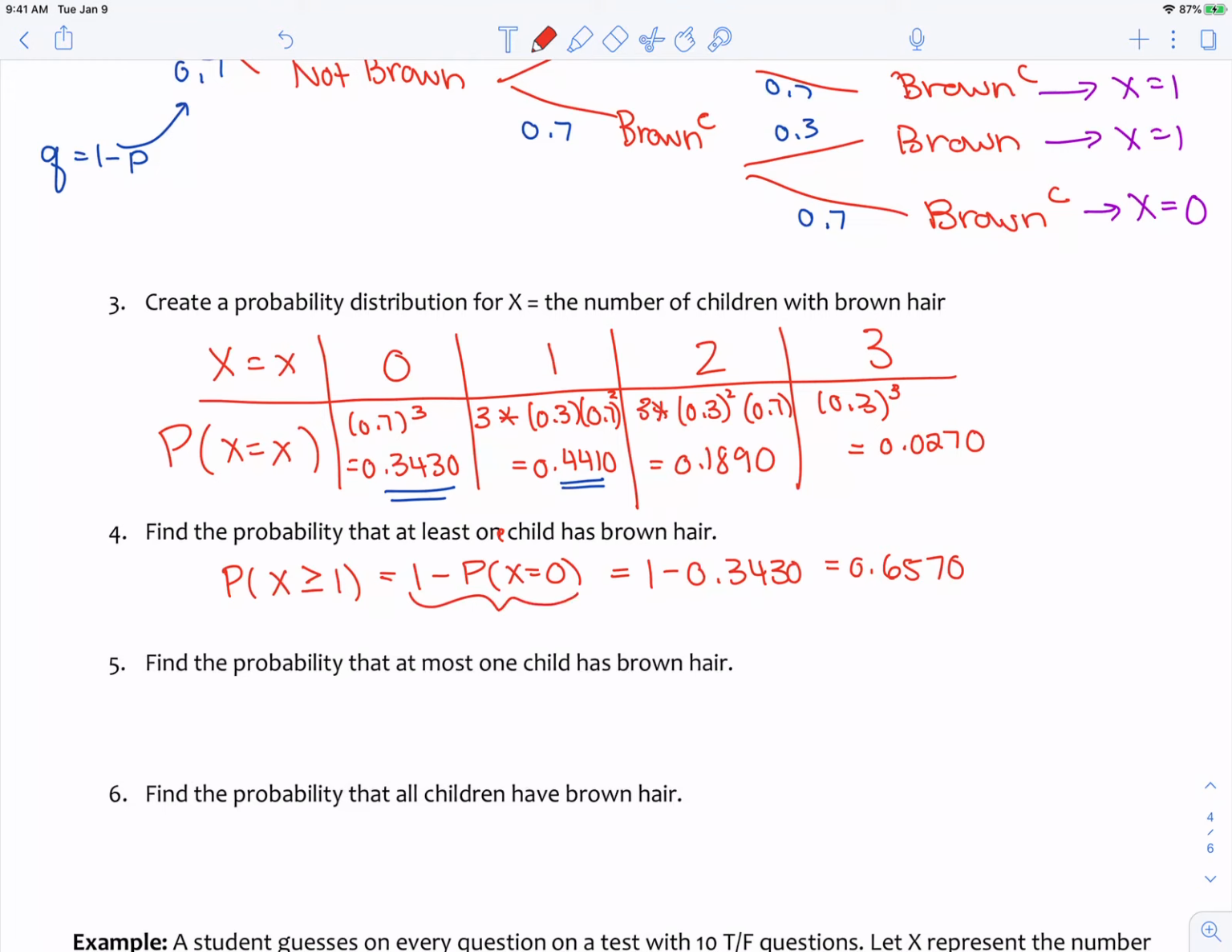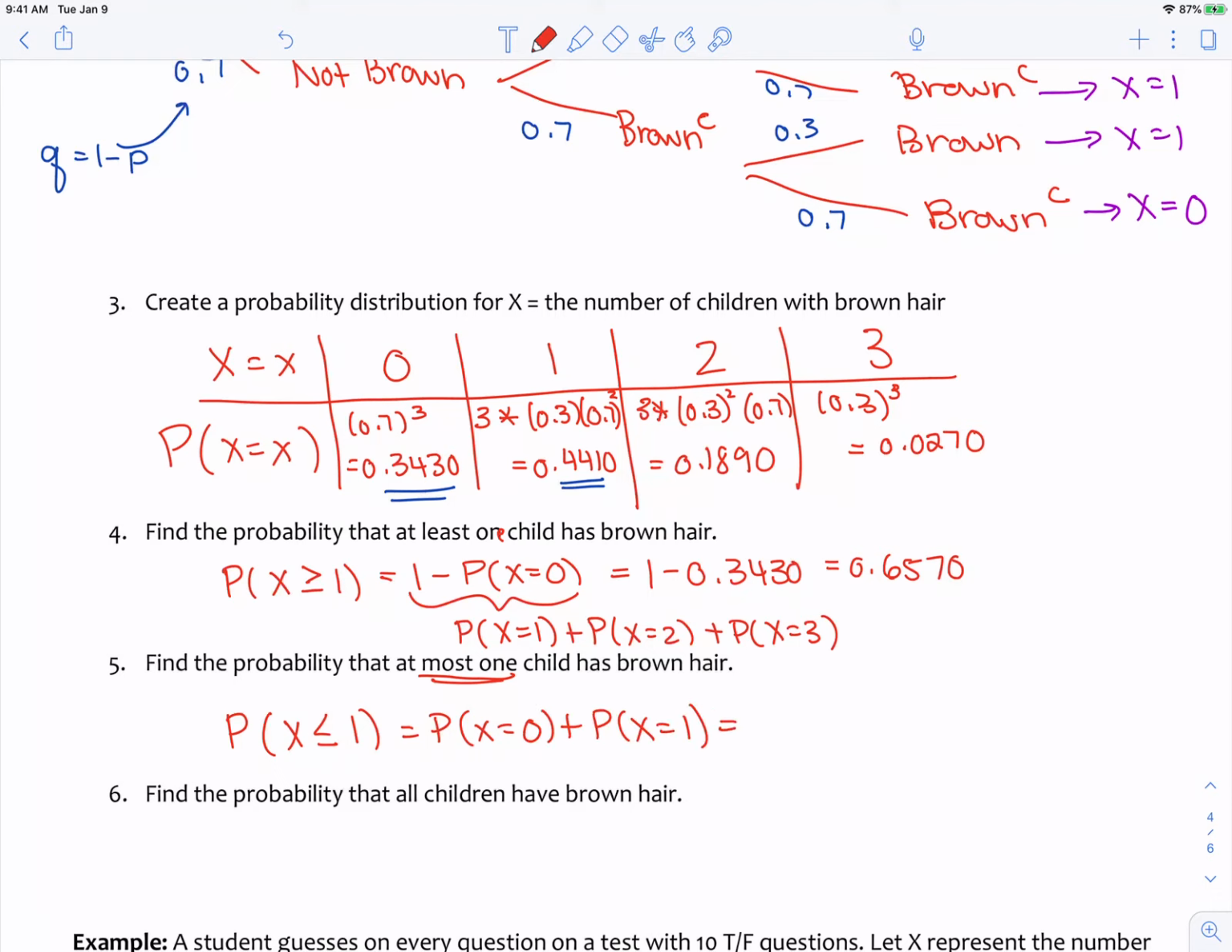Now, alternatively, again, you could say that this was the sum of the probability that X equals 1 plus the probability that X equals 2 plus the probability that X equals 3, and those would be equivalent. All right, what is the probability of at most 1? So at most 1 is going to be 0 and 1. Okay, those would be the two cases together. So the probability of at most 1 is that X is now less than or equal to 1, which is the probability that X equals 0 plus the probability that X equals 1.